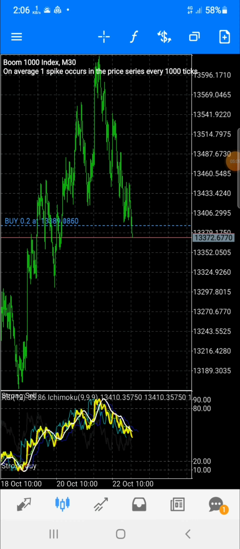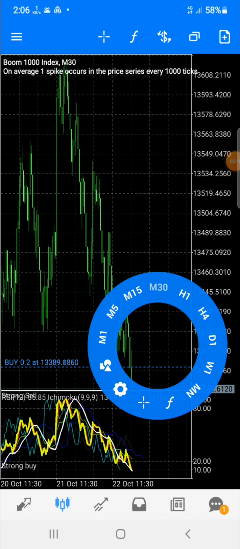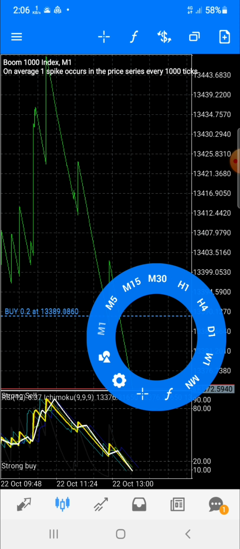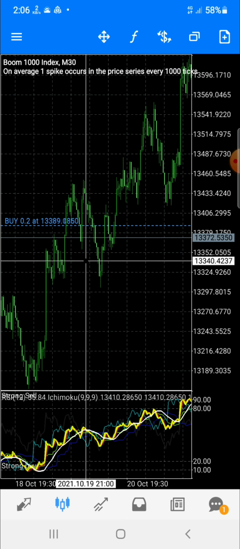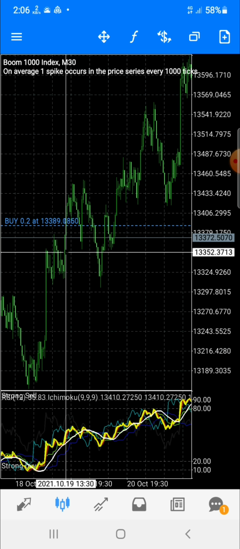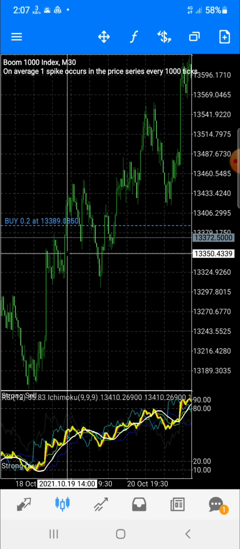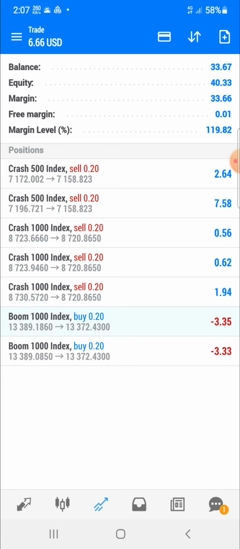Make sure you're opening more positions on Boom and Crash 1000 indexes, okay, because they are less volatile, which means lesser risk regardless of your lot size. But of course, on a small account, you want to use 0.20 lot size, the lowest. Instead, you can open more positions as your equity grows.